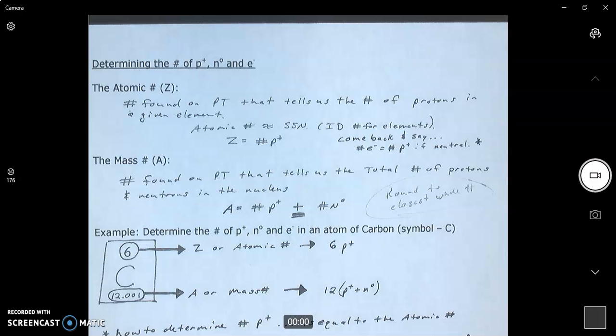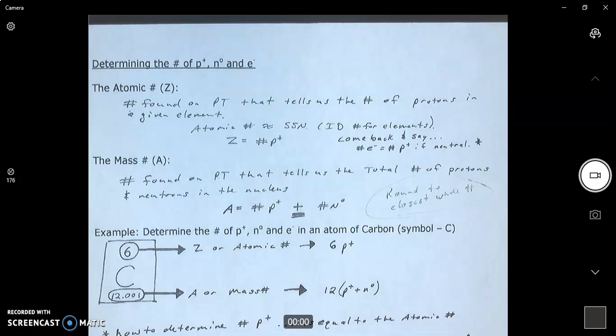Okay? Now, we're going to learn right now, for the time being, that all of our elements are neutral, meaning the positive and the negative charges cancel each other out. So until we go over ionization later on, you can assume that the number of electrons is equal to the number of the protons. The number of protons is the atomic number. The atomic number is the number of protons, period.